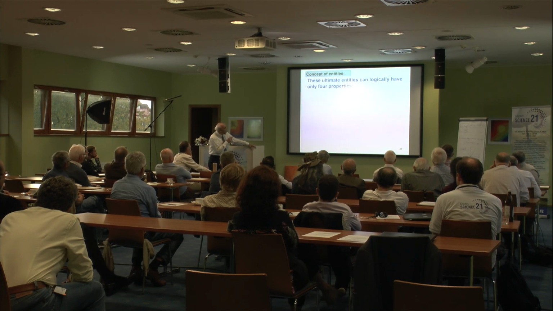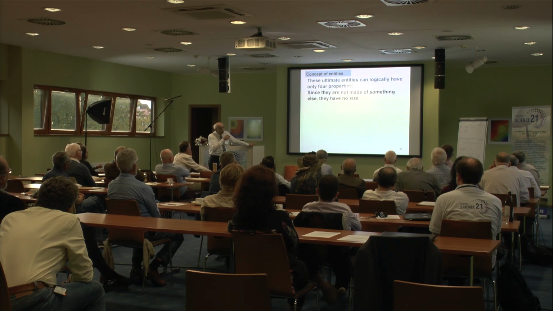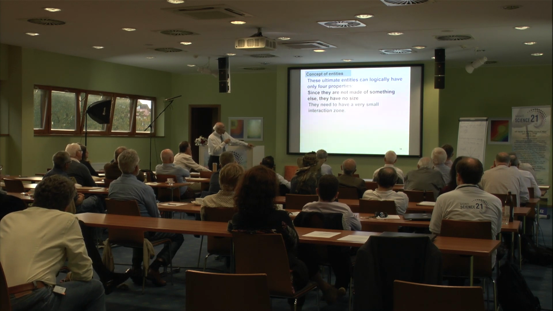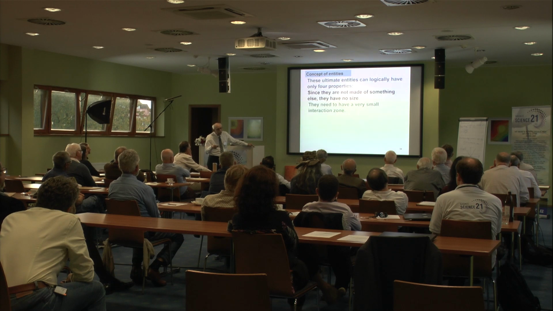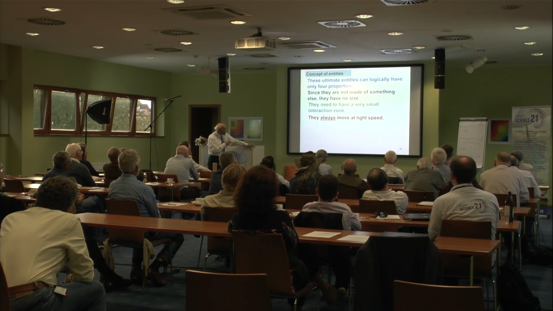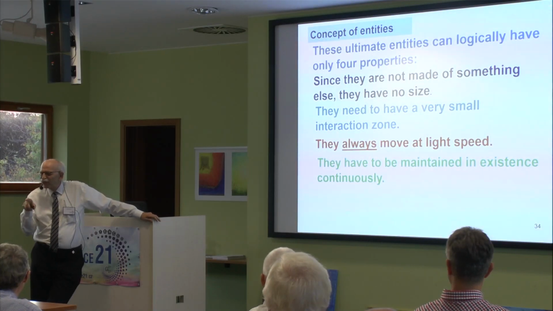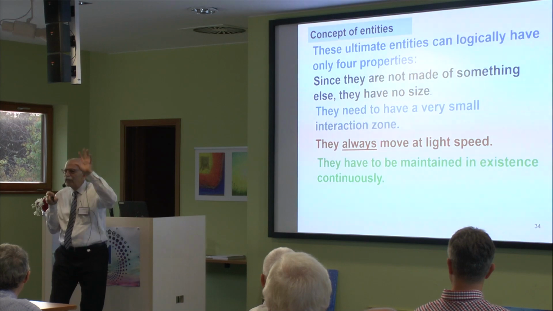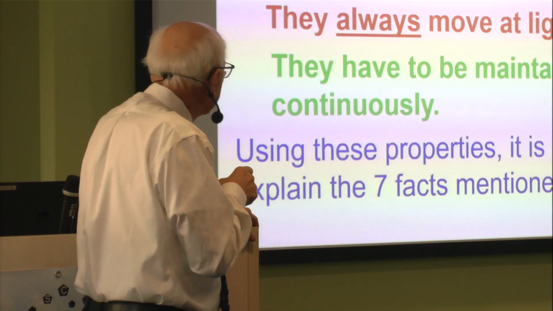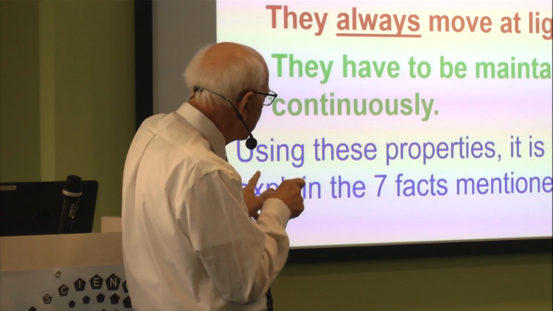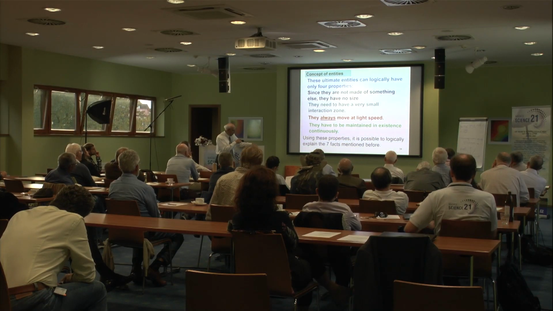These ultimate entities can logically have only 4 properties. They're not made of something else, so they don't have any size. They need to have a very small interaction zone, otherwise they cannot interact. And they always move at the speed of light. And because they're not made of something else, they have to be maintained in existence continuously. This is a little bit like Feynman talking about virtual particles popping out of existence. Maybe it's true. Using these properties, it was possible to explain the 7 facts that I found.